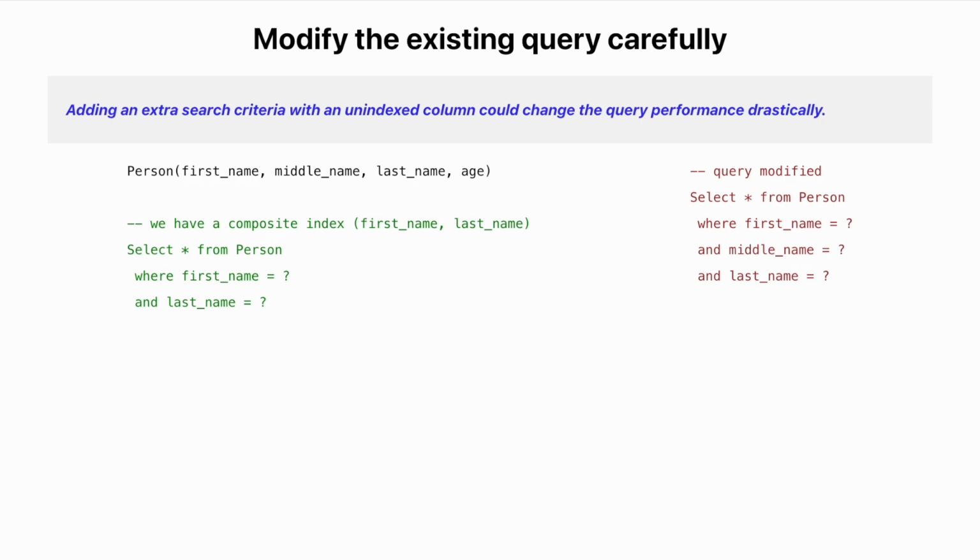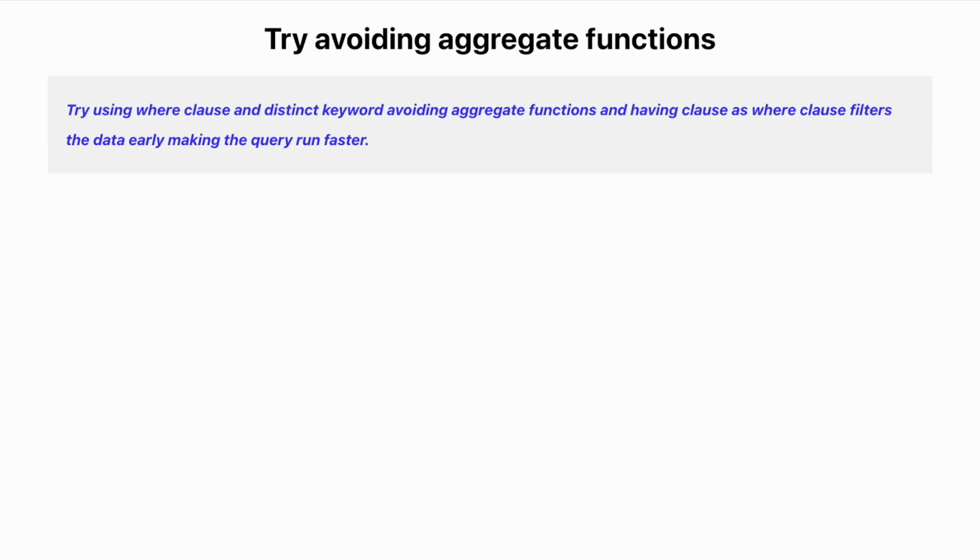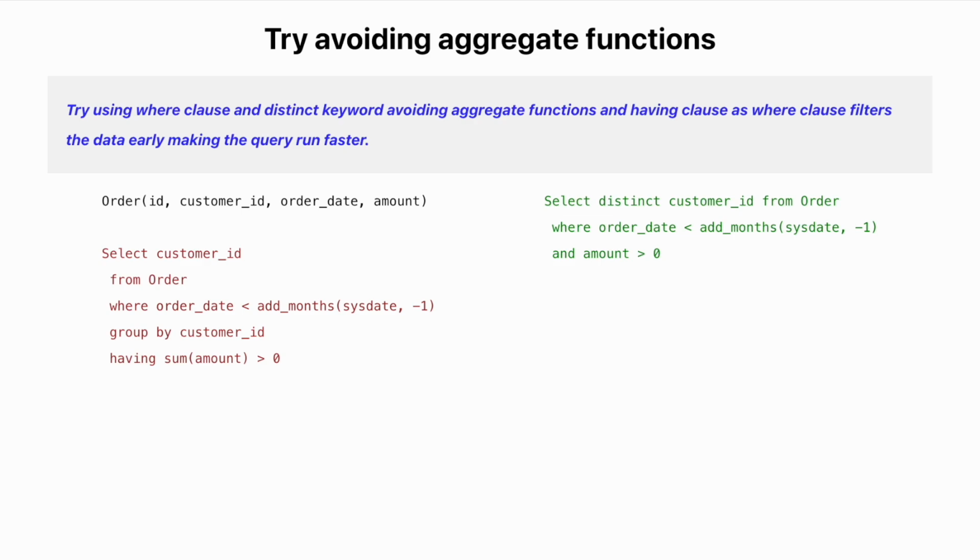Try using where clause and distinct keywords, avoiding aggregate functions and having clause, as where clause filters the data early, making the query run faster. For example, here we have a query to select all customers with an order amount greater than 0 and an order date before 1 month. We can avoid unnecessary use of group by and aggregate functions. Instead, we can use the query mentioned on the right side.